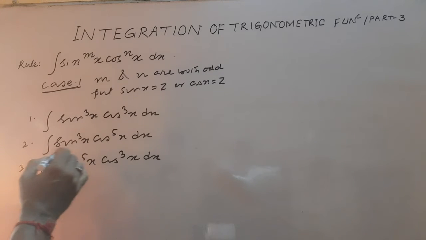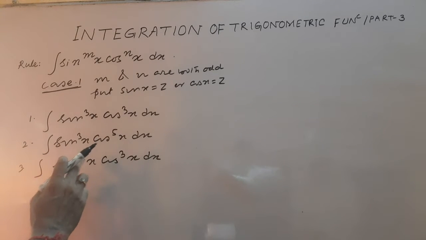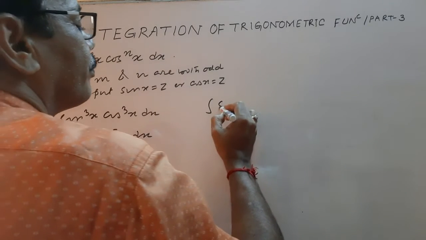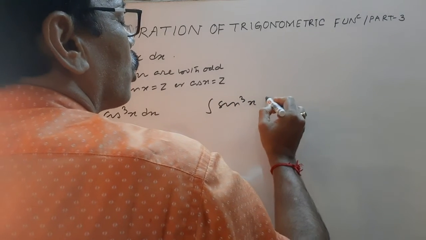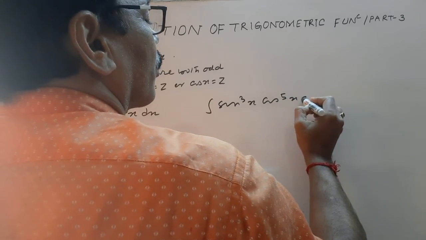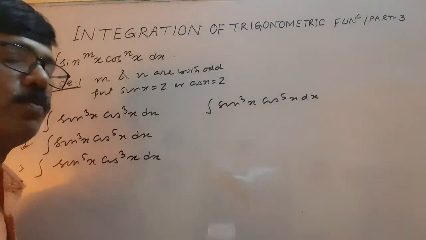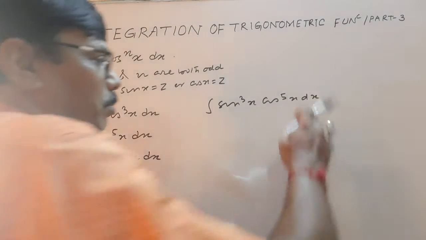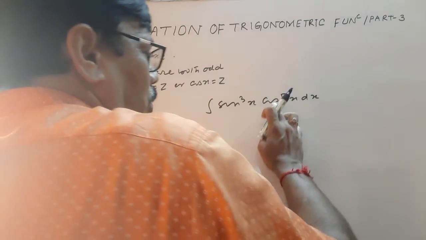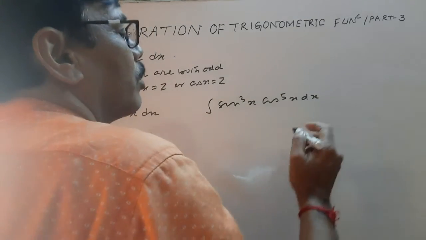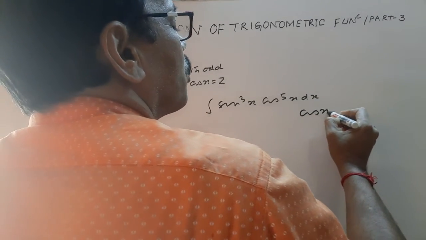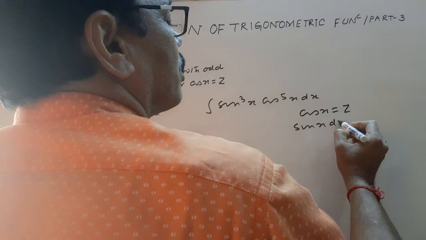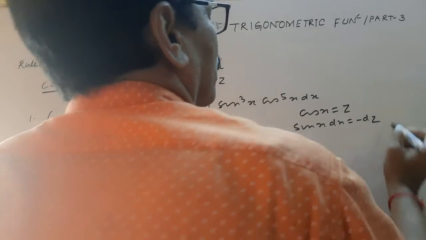So problem number 2. Sin cube x cos to the power 5x dx. We can put sin x equals z or cos x equals z. But since the power of cos x is greater, it will be easier if you put cos x equals z. So sin x dx equals minus dz.